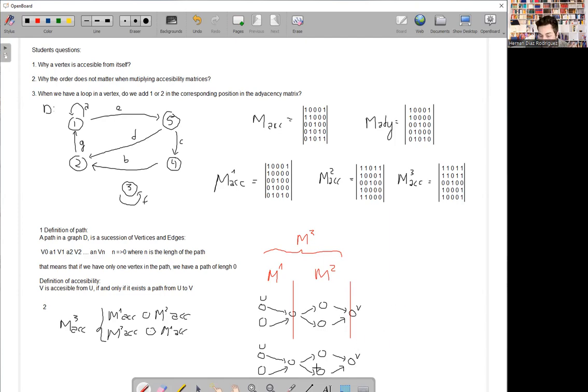But we can do it the other way around, right? We can have M2, all the paths of length 2, and then we can concatenate M1, all the paths of length 1. So this is what we are doing when we are doing the Boolean multiplication of these matrices. We are just concatenating the paths.